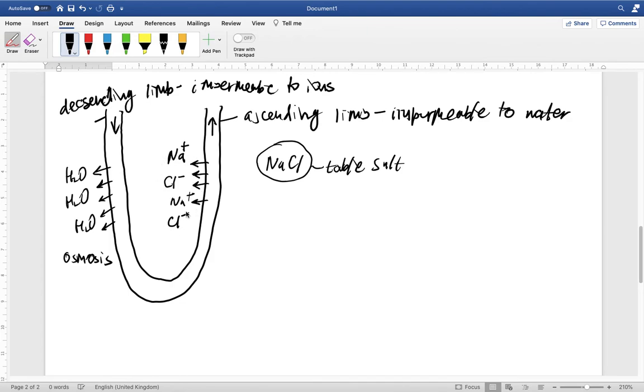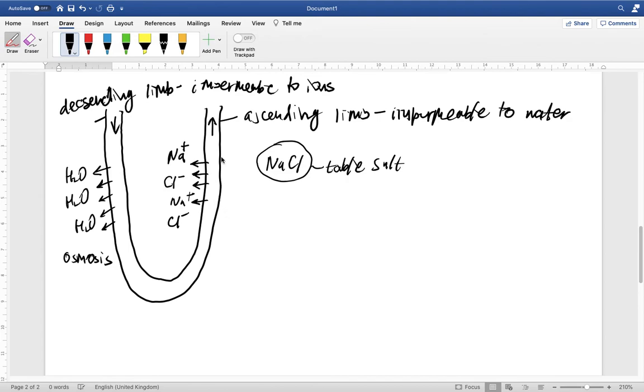A similar thing is happening here. Because you've got this very salty environment, it draws water out of the descending limb. What you can't do with water is actively transport it. There is no system for your body to actively transport water, so you have to make it go where you want it to go. One way of doing it is creating this salty environment so the water follows, and that's what's going on with the loop of Henle.